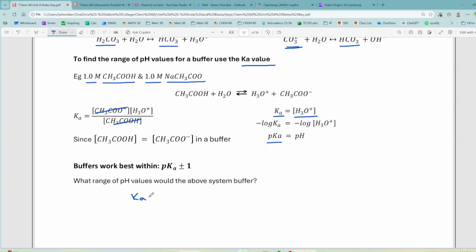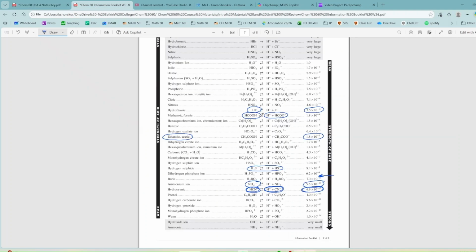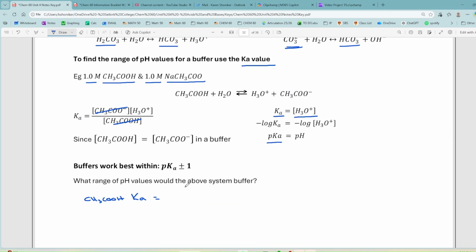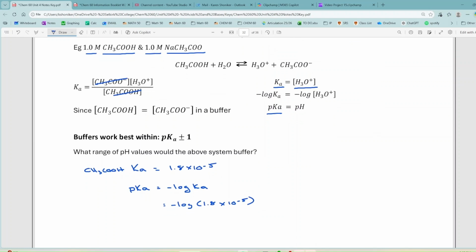The Ka value of CH3COOH is here, which has a Ka value of 1.8 times 10 to the negative 5. Treat that like a concentration, and we're going to find the pKa. So we're going to take the negative log of the Ka, which is the negative log of 1.8 times 10 to the negative 5, which is going to give you a pKa, to 2 decimal places, of 4.74.